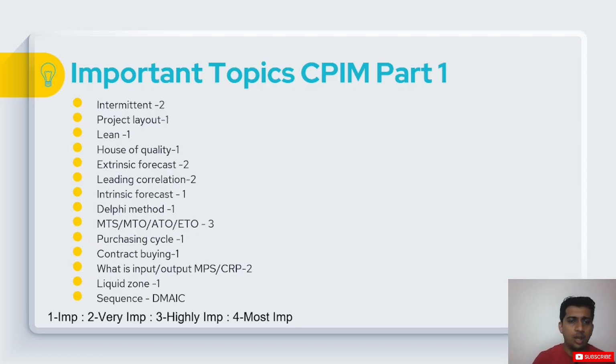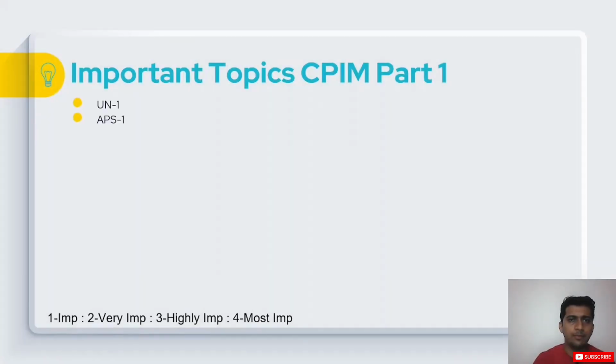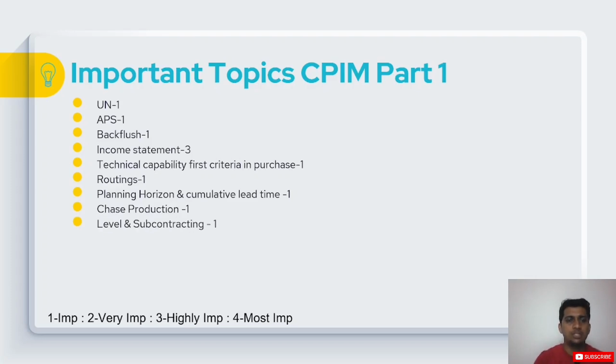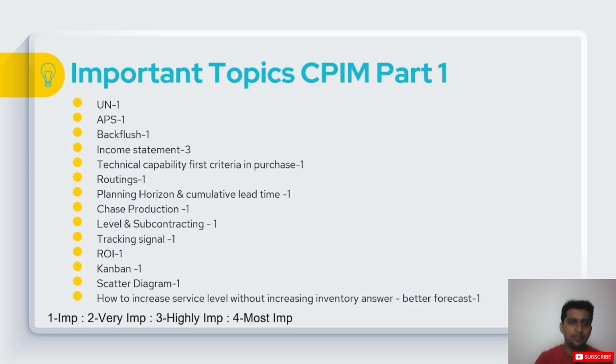There are a few more important topics: APS, backflush, income statement, technical capabilities, first criteria and purchase, routings, planning horizon, chase production level, subcontracting, tracking signal, ROI, Kanban, scatter diagram, how to increase the service level without increasing inventory. It's better forecasting method. So please also make note of the rating which I have given. That's also important. 1 is for important, 2 is for very important, 3 highly important, 4th most important.